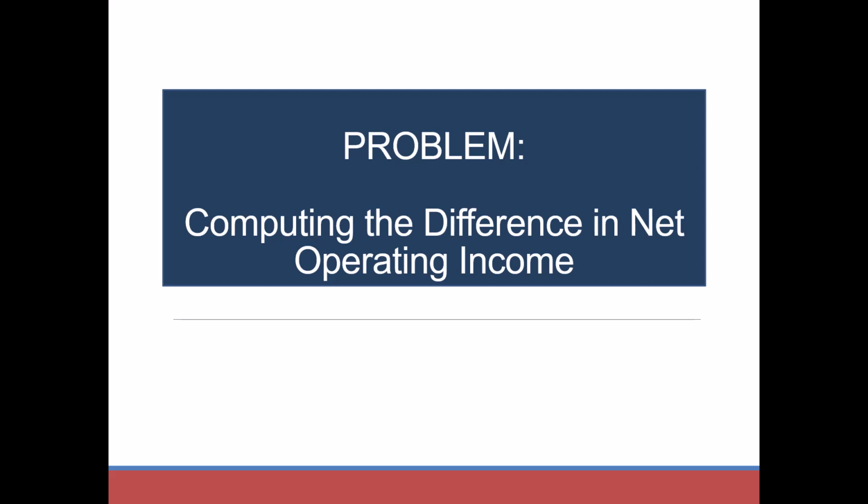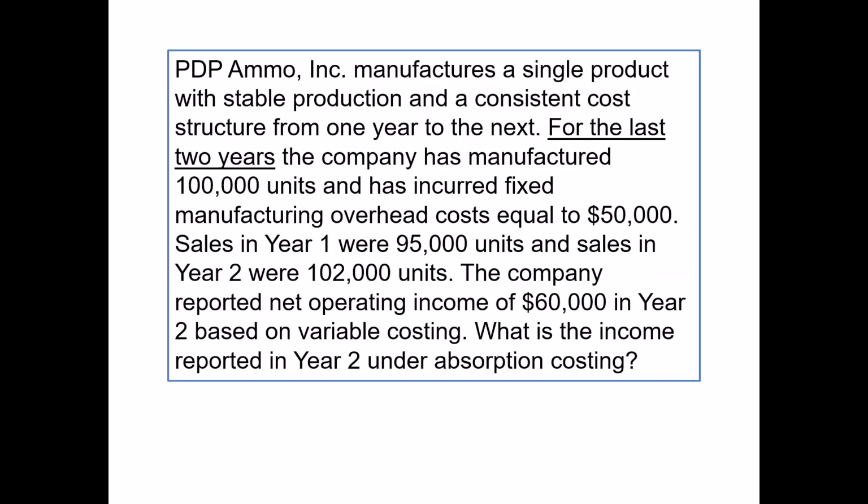To fully understand the difference between variable and absorption costing, you would need to be able to compute the difference in the net operating income under the two methods. PVP Ammo, Inc. manufactures a single product with stable production and a consistent cost structure from one year to the next. Now, the consistent cost structure indicates that the variable cost per unit will not change and the total fixed costs will not change.